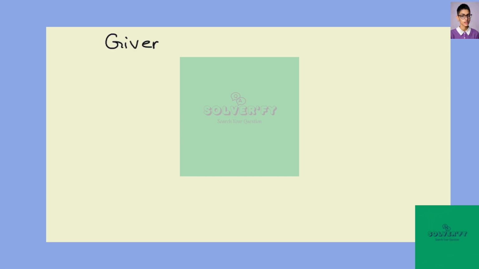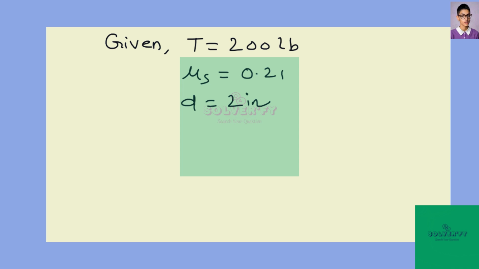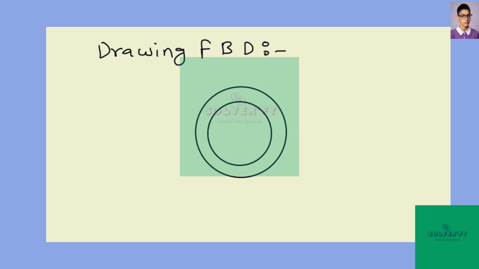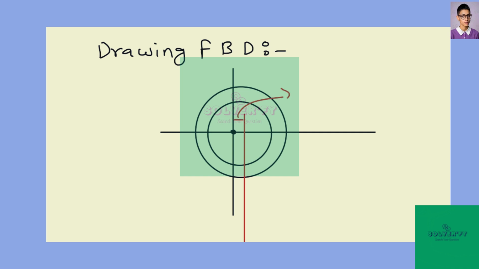First, we are going to write the given data: T is equal to 200 lb, mu s is equal to 0.21, D is equal to 2 in. Now, drawing the free body diagram of the given system in the question and writing all the forces acting on this system to solve this numerical more easily.